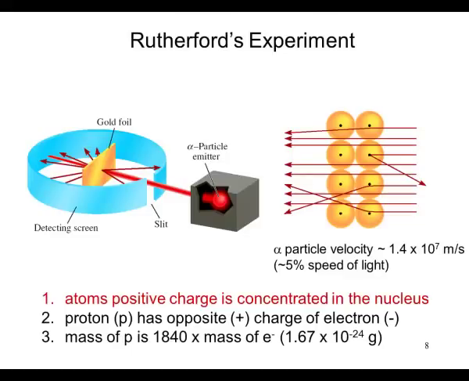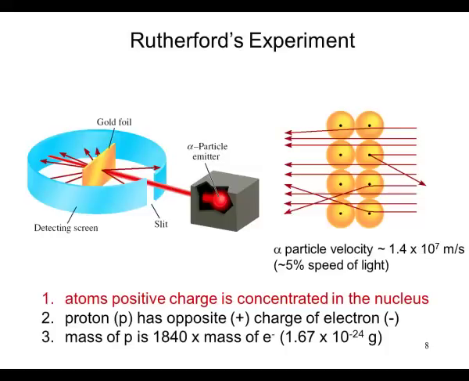Ernest Rutherford performed another experiment where he took an alpha particle emitter and shot it at a piece of gold foil. The atoms of gold deflected the alpha particles in many different directions. Since alpha particles are positively charged, he theorized that the nucleus of the atom must contain positively charged particles.